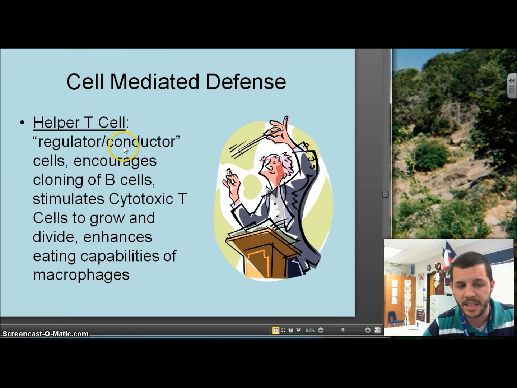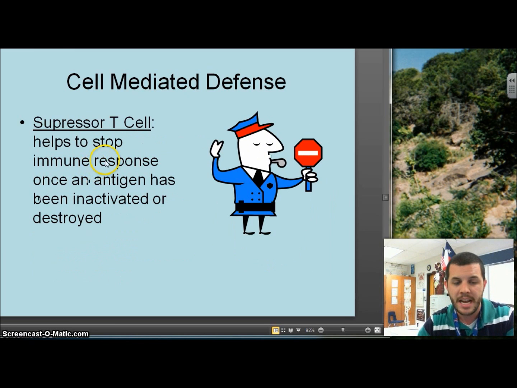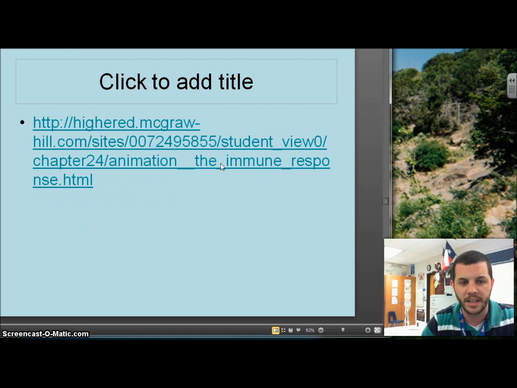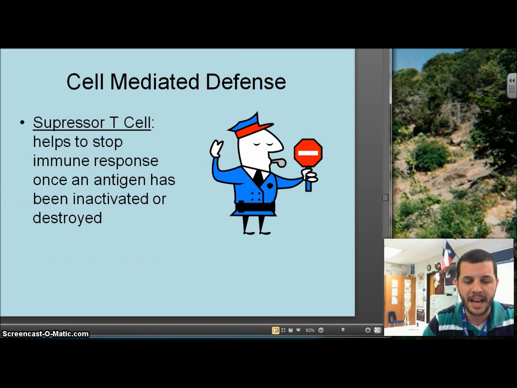We also have helper T cells. These are going to encourage the cloning of B cells. It's going to also stimulate cytotoxic T cells to grow and divide. And these are also going to enhance the eating capabilities of macrophages. And lastly, we have suppressor T cells. Okay, suppressor T cells are going to stop the immune response once the antigen's been destroyed. Okay, that's the only way that your body knows to stop the immune response. Okay, is when the suppressor T cell is released. Okay, and that is it.